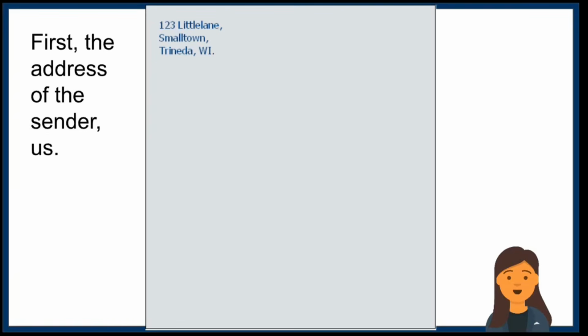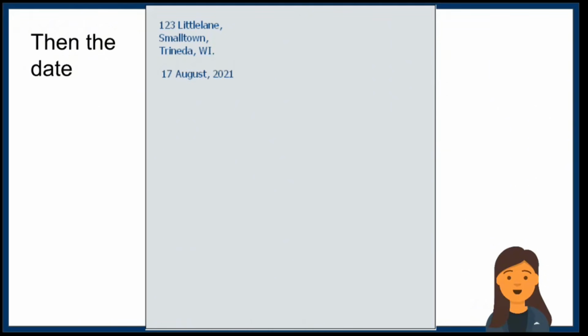Alright, so this is a letter from a person to a company. So you see he has his address there. That's the person who's sending the letter. Right here. 123 Little Lane, small town, Trinidad, West Indies. That is the address of the person who is sending the letter. That needs to be in there, because if it's not in there, then the person who receives the letter won't have anywhere to send it back to. So you have to put your address on it when you're sending a letter. Then you have the date as the next thing.